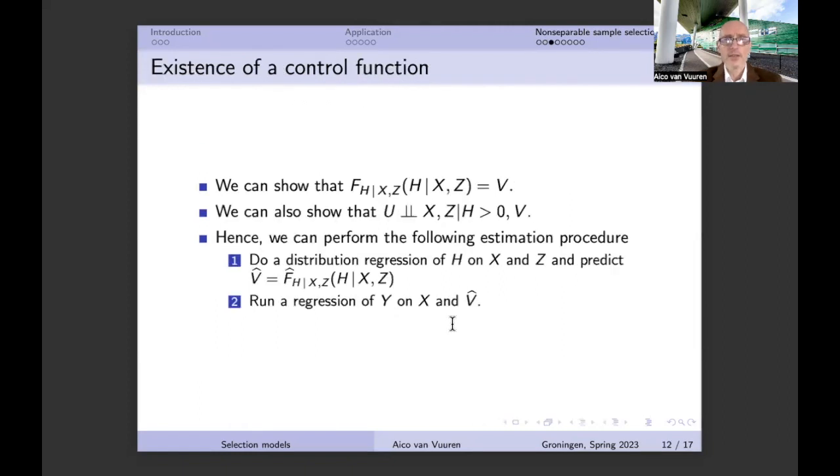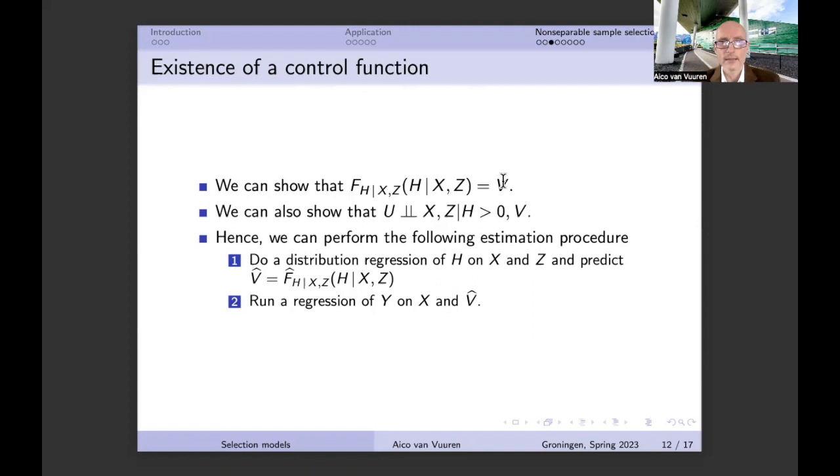That brings me to estimation. It's immediately clear that estimating this model is not going to be that easy. However, in a recent Journal of Econometrics article, an article that is still forthcoming, I prove with two co-authors that we can write V as being exactly identical to the distribution of H, say the number of working hours, conditional on X and Z, and then also evaluating at H, X and Z. This is going to be very valuable.